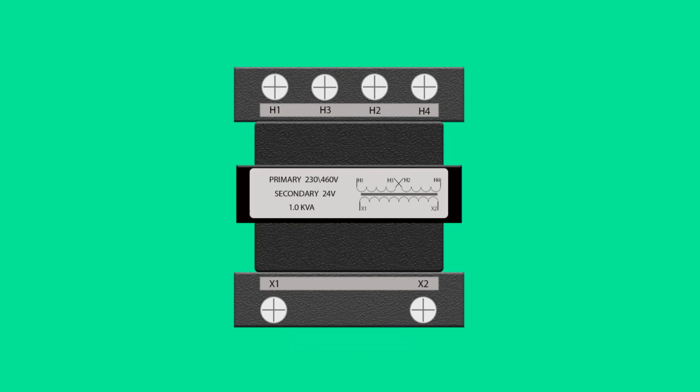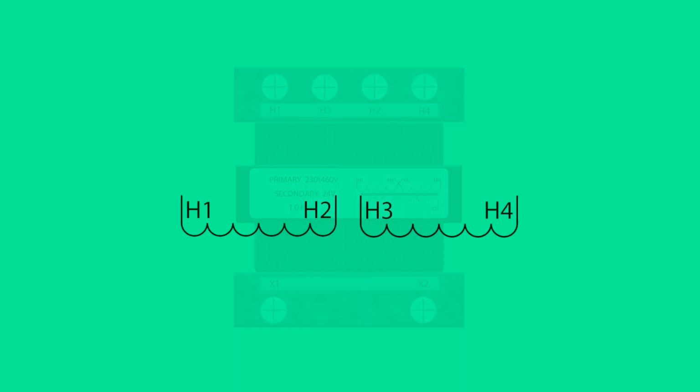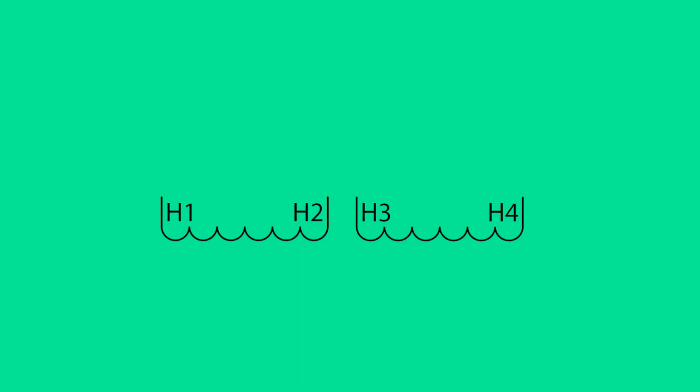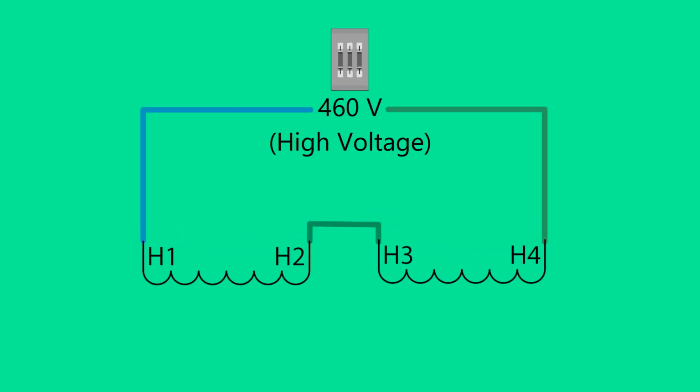Next, let's examine the windings and the winding connections for 460 volts. The transformer shown is made for a primary voltage of either 230 or 460 volts. Transformer references may identify the 460 volt connection as the high voltage. Since each winding is rated for 230 volts, the two windings must be placed in series in order to split the incoming 460 volts into two equal voltages.